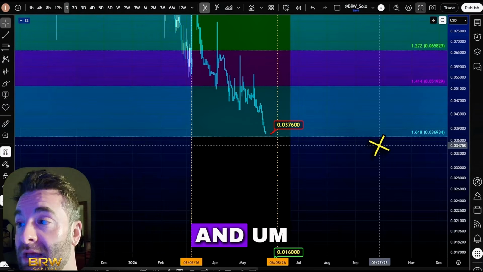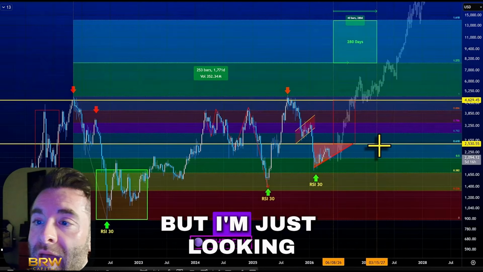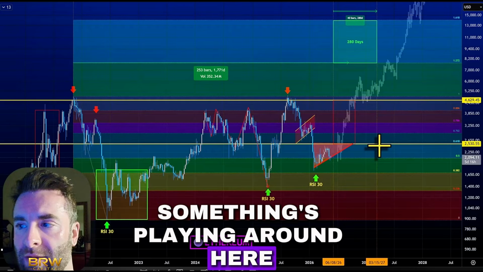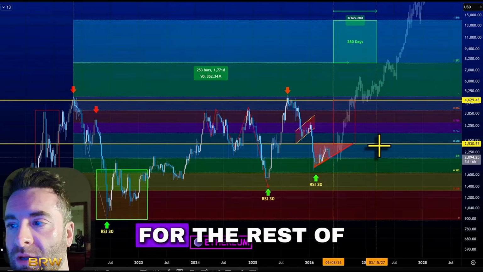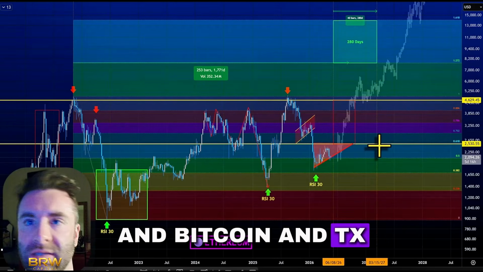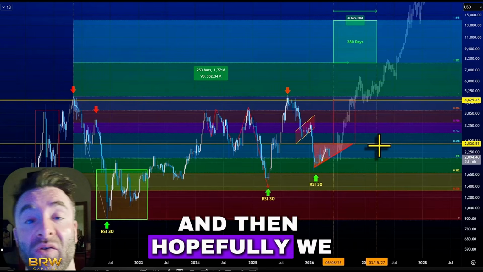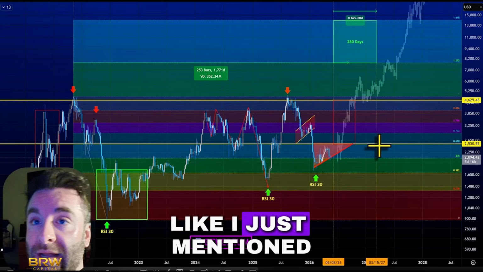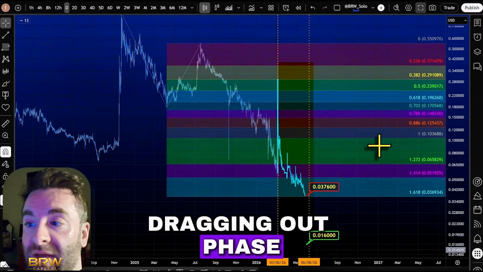518 days. And I didn't do a measurement on Sologenic to see if that's true, but I'm just looking at the whole macro environment to see if something's playing around here. So we're gonna have our eyes on this chart here for Ethereum for the rest of the week, and Bitcoin and TX and everything, and we'll see if we have one more little drop for TX, and then hopefully we got something. Let's hope, because maybe this is the Wyckoff spring, like I just mentioned. So Wyckoff spring would be right there. This is still the dragging out phase until what?